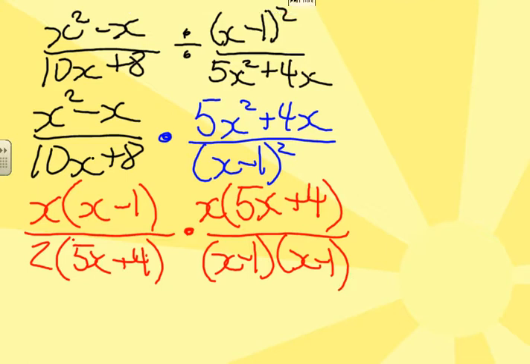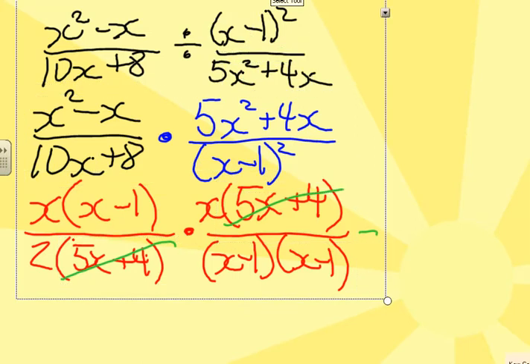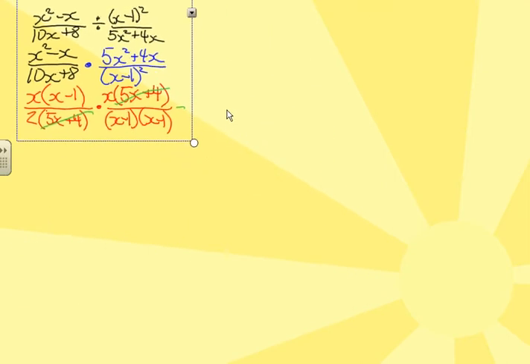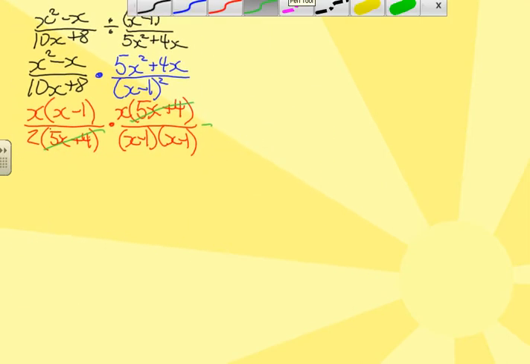Pulling out my handy dandy green marker. There's actually not a whole lot I can cancel on this one. I notice I can cancel. I've got a 5x plus 4 on the top and the bottom, so I'm going to cancel those two out. And there isn't really anything else. So, writing down what I've got left. Let's just give myself some room. Writing down what I have left on the top.